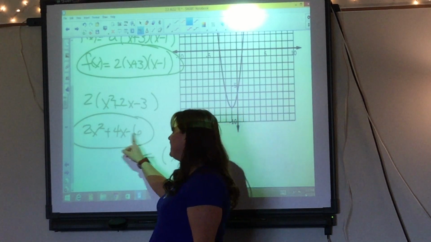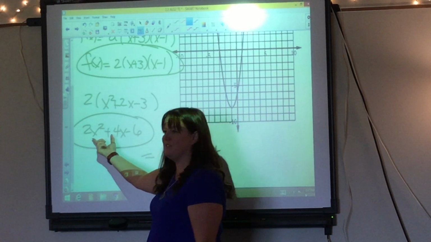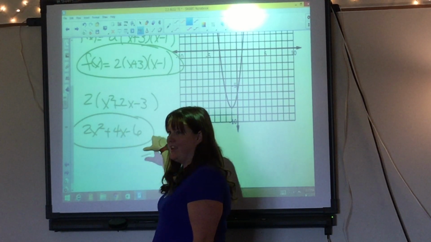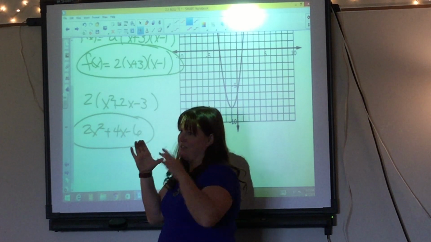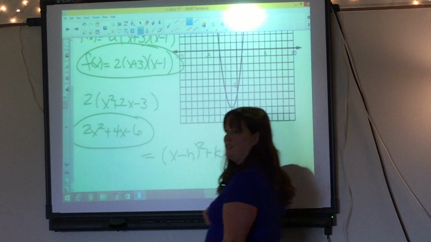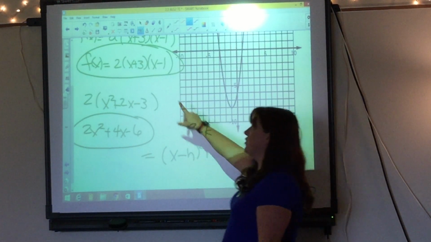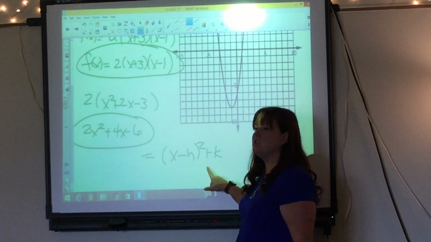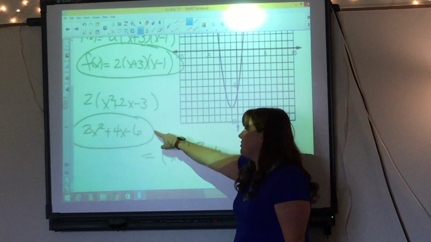The way we would do it is we would add 6 to both sides, and then we would complete the square, which is this thing where we divide this by 2 and square it. Then we put it inside the square and put the 6 back over. So these are 3 different forms. This is factored form, this is standard form, and this is vertex form. We just don't have the tools to go from here to here right now.